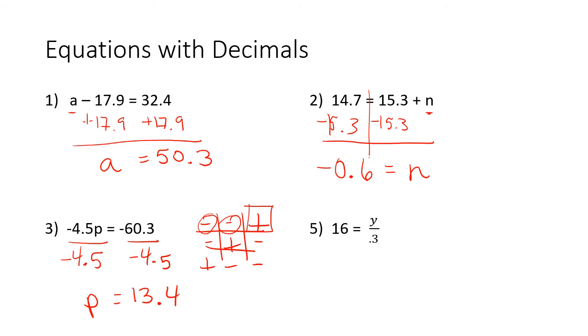Number 5, 16 equals y over 0.3. That line means division, so it's y divided by 0.3. To undo division, we multiply. So we are going to multiply by 0.3 on both sides. On the right hand side, the 0.3's cancel. We're left with y equals, and on the left hand side, we are going to multiply 0.3 times 16 and get 4.8.